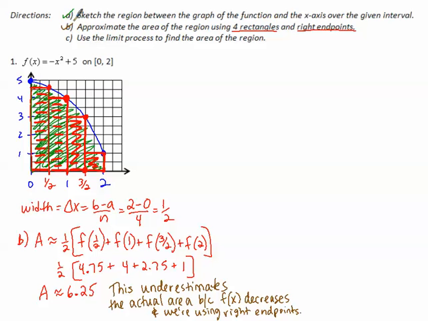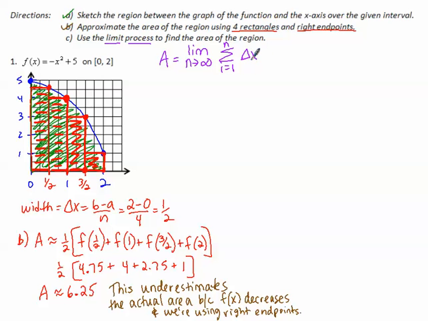Now let's find the actual area. So using the limit process to find the area of the region, let's start with writing down our formula. So remember what the actual area is. The limit as we take the number of rectangles to infinity, or we increase them without bound, of the sum from the first rectangle to the nth rectangle, the last one, of the area of each rectangle.